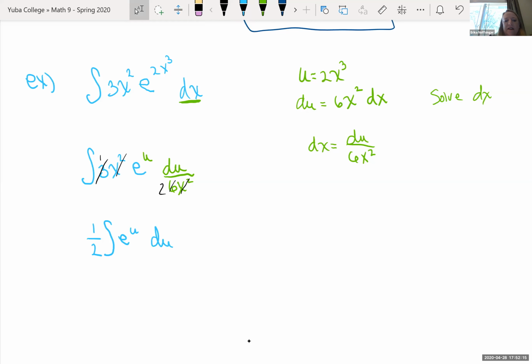So take the antiderivative of e to the u. So we have 1/2 times the antiderivative of e to the u, which is just e to the u, plus c. But we had chosen u to be 2x cubed. So this is 1/2 e to the 2x cubed plus c.